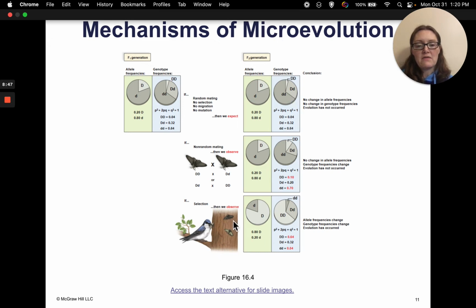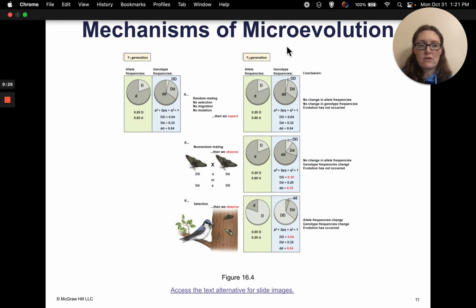An example of the birds eating the moths is a really good example. Some moths are going to camouflage better than others, and the birds are naturally going to eat the ones that camouflage less. The ones that stand out are going to be the ones that the birds eat. Then we're going to see a shift in the color of the moths that live to reproduce. This bird is eating the light-colored moths, and so the dark ones are going to survive. They're going to pass on their dark-colored alleles, and so the population is going to shift to the dark-colored moths, and that's considered microevolution.